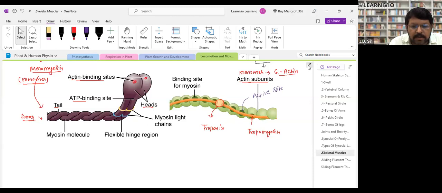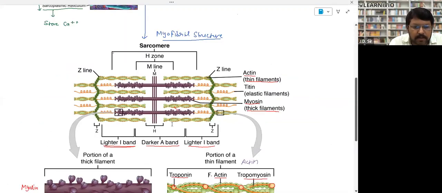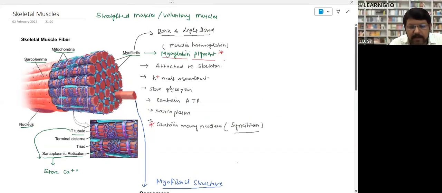Now come to the conceptual part. What kind of questions have been asked? Let me tell you. You must have studied it before. For example, what is the monomer of myosin? Very simple question, and that question has been asked. Second question: the function of sarcoplasmic reticulum. These are the two sample questions of the NEET exam.